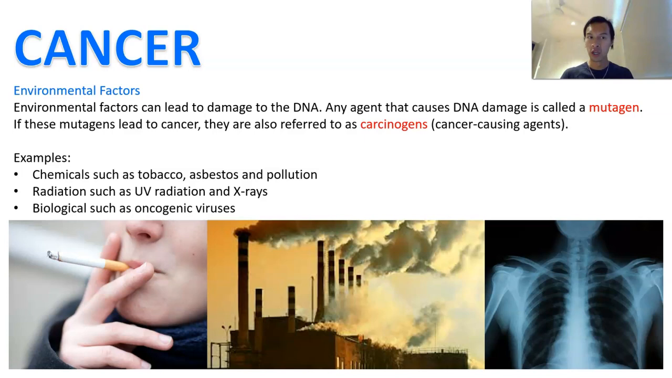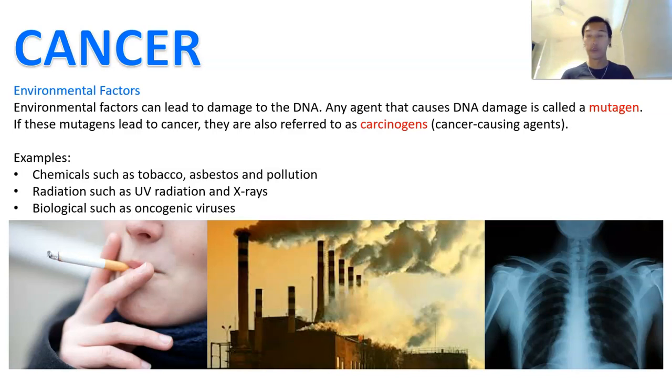Now, the second category are environmental factors. Environmental factors are things external to the body that could potentially lead to damage to the DNA. Any agent that does this is called a mutagen. If the mutagen leads to cancer, then we also refer to the mutagen as a carcinogen. So if something is carcinogenic, it means it is likely to cause cancer.